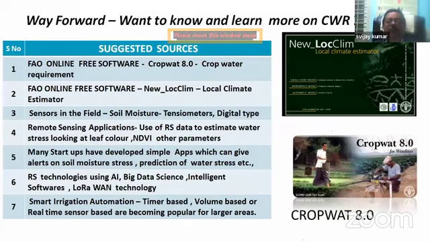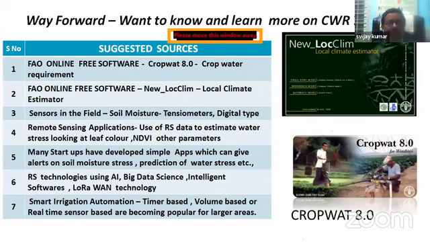What is the way forward and how to learn more about crop water requirement? This crop water requirement is a very big subject, a PhD subject, but I made it very simple. If you would like to further learn how to do these calculations, there are very good free software available on the FAO website called CropWat and New LocClim. CropWat will give you the crop water requirement directly.